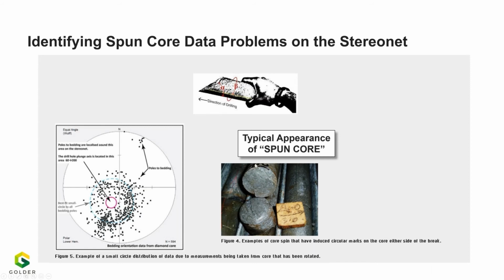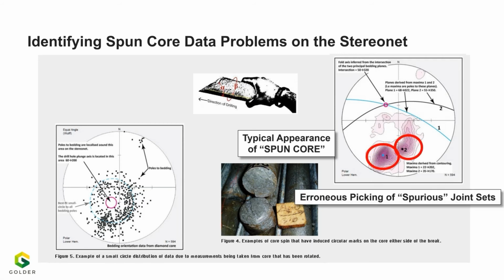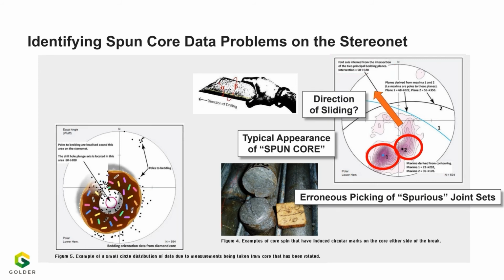This is what Spancore looks like. Polished, it's got little circles on it, and it ends up on the net looking like this. That's not real data. And when we contour that data, we might even have picked joint sets and plotted these, and we said, okay, we've got a failure, direction of sliding, and all our analysis is wrong because we actually had a donut of wrong data.